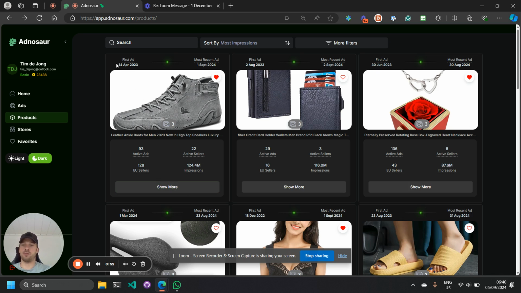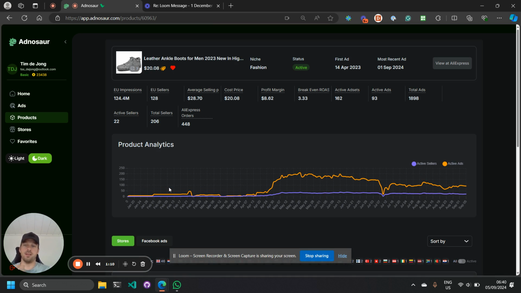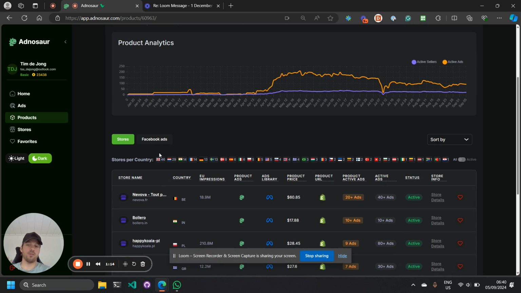You can see that from the first ad on 14 April of 2023, which is not a big problem because there are always places you can sell this stuff. And the older products always have a lot of good visuals, good Facebook ads, good examples for you to actually launch a really good product if it's not saturated in the market yet.